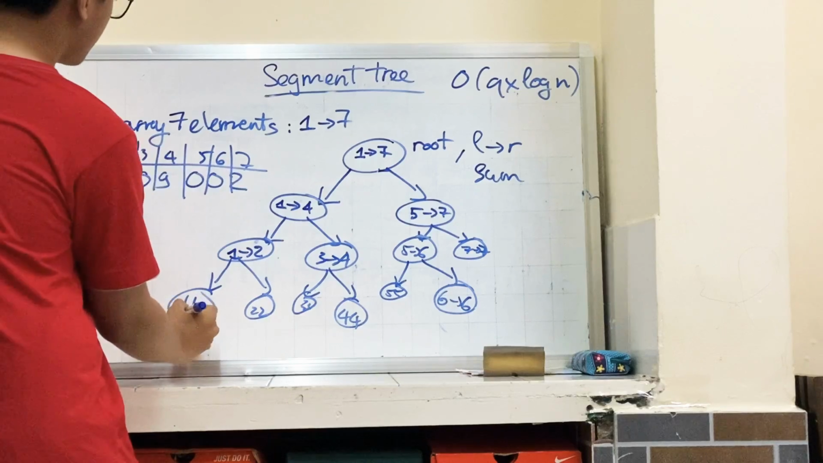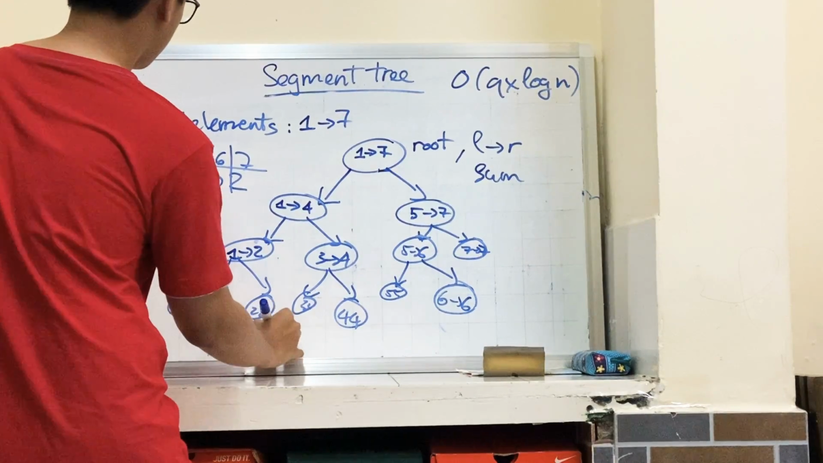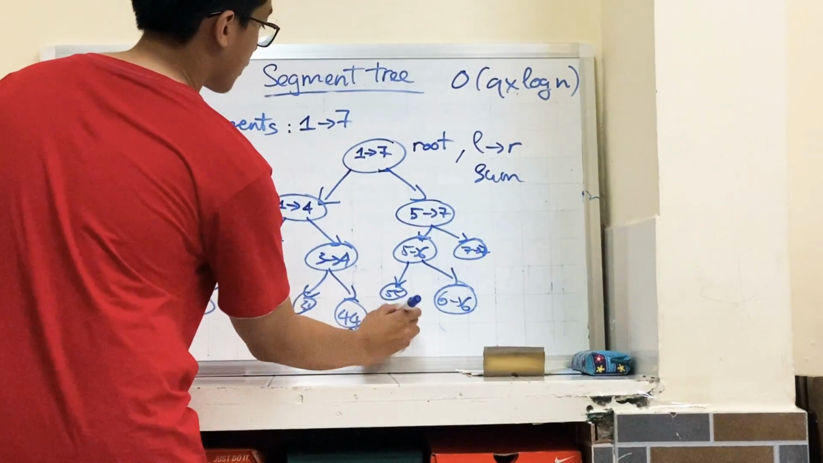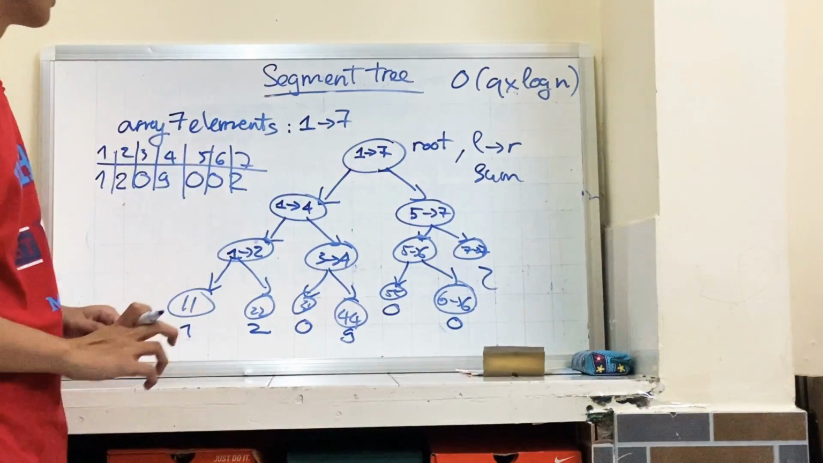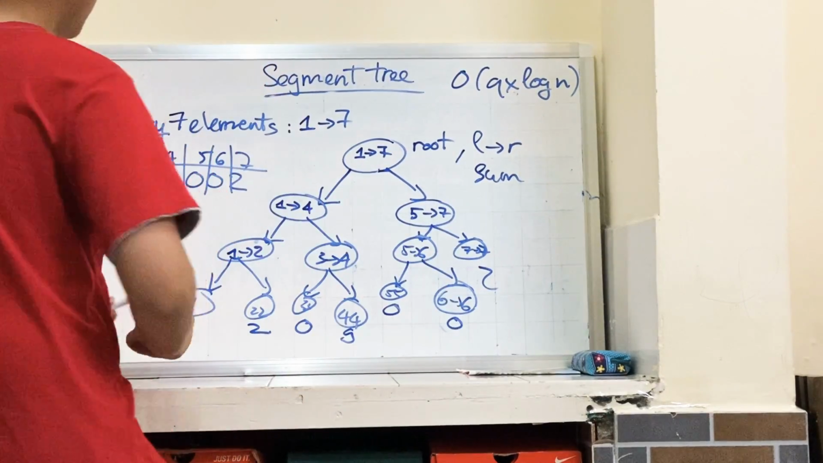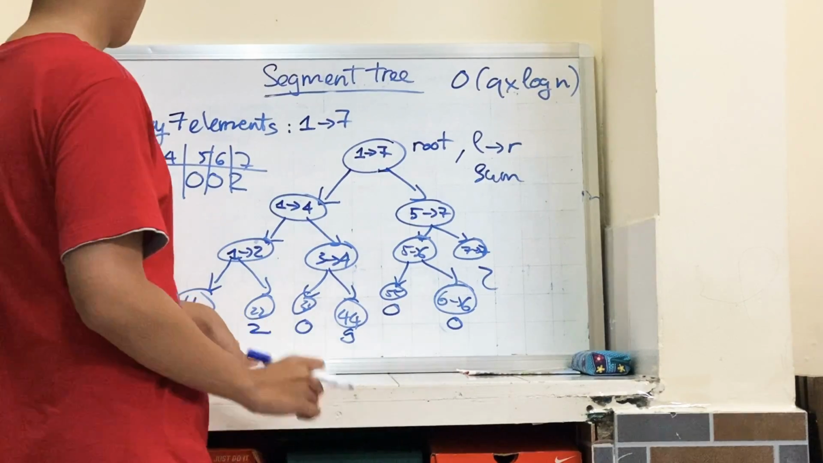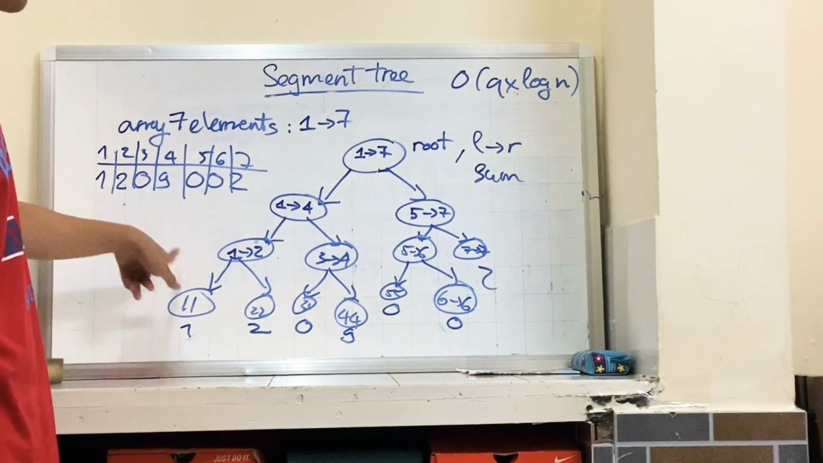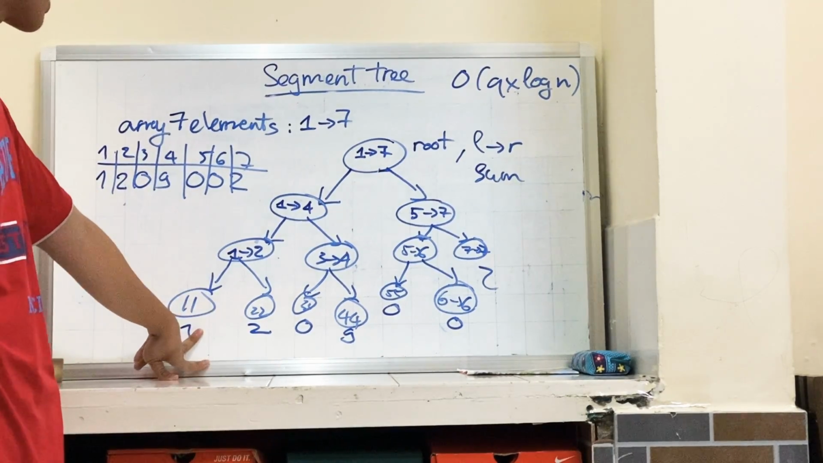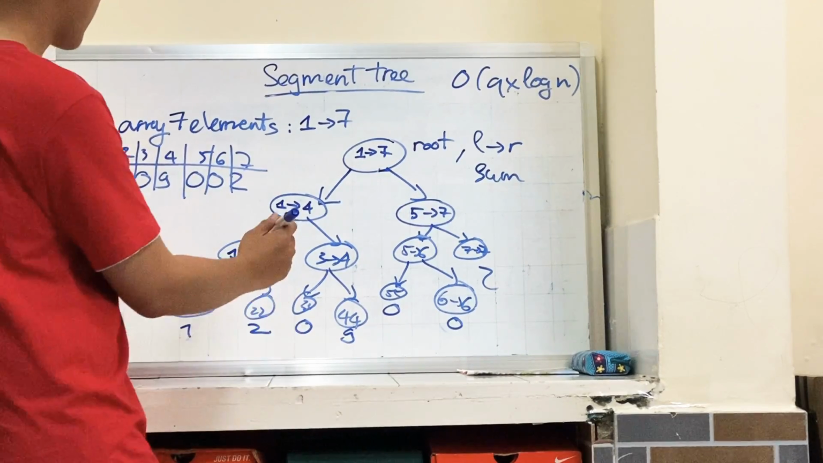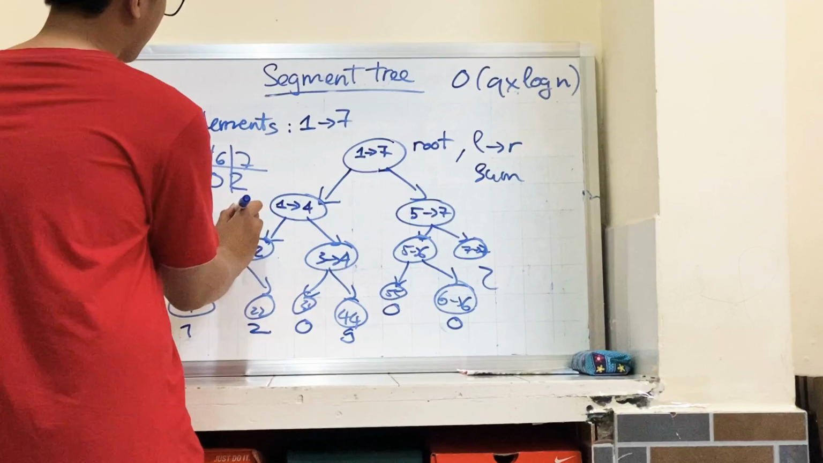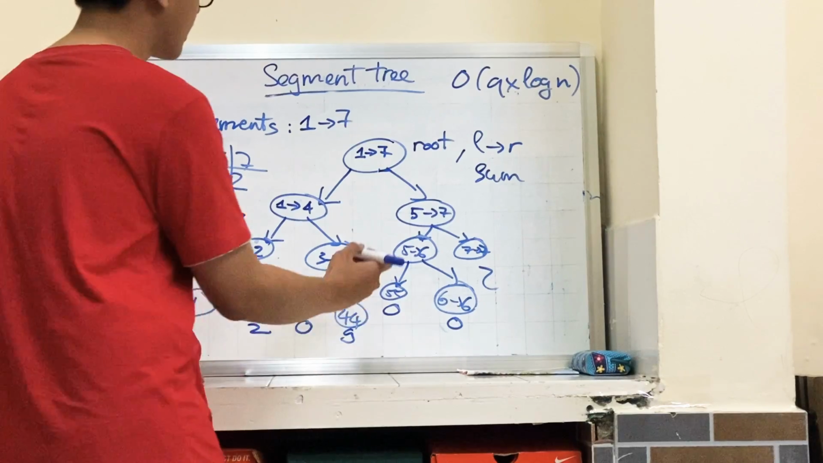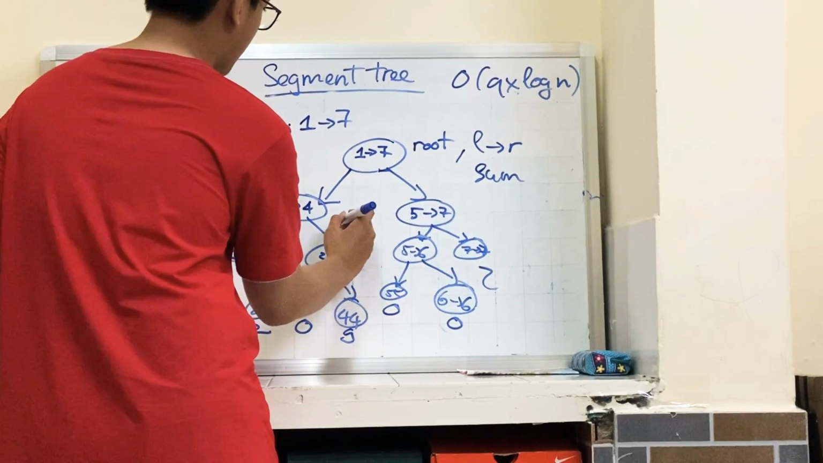So the values of these leaf nodes will be 1, 2, 0, 9, 0, 0, and 2. This node holds the value of 1 to 2: you take the left node and add the right node, and it becomes 3. This node holds the value of 3 to 4: 0 plus 9, it will be 9.